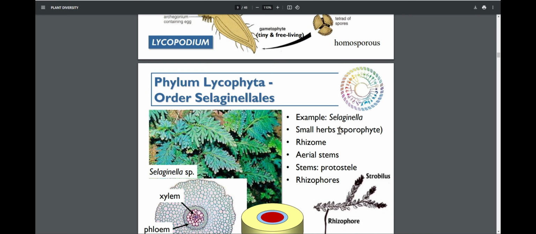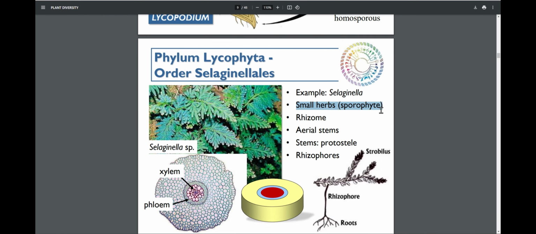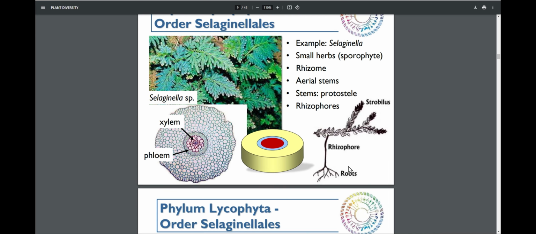I'm not going to butcher that. Actually, I'm going to butcher everything, aren't I? Small herbs, sporophyte again, diploid, with rhizomes, aerial stems, and protostele. This one is the simple type, with xylem in the middle surrounded by phloem. And then rhizophores, which are kind of like underground stems, so to speak. It's not necessarily roots. It's again for support.